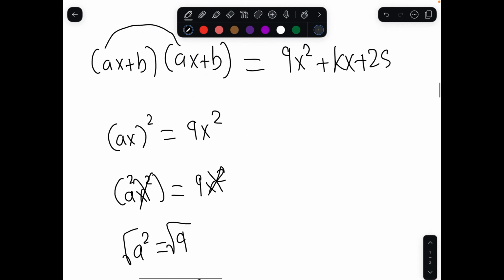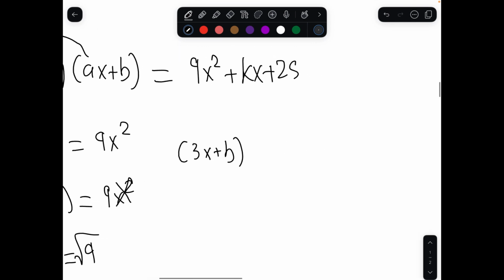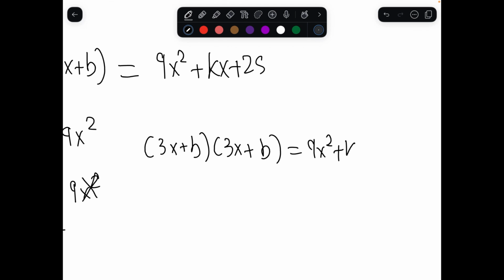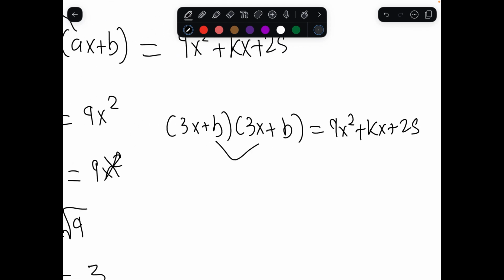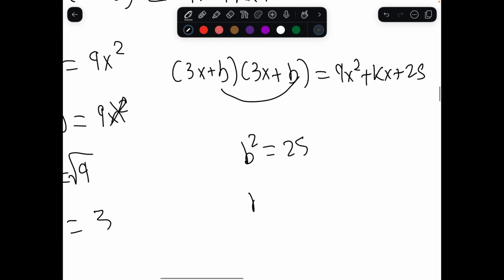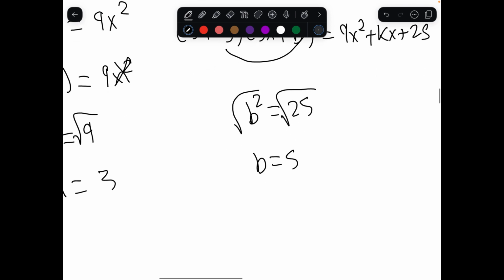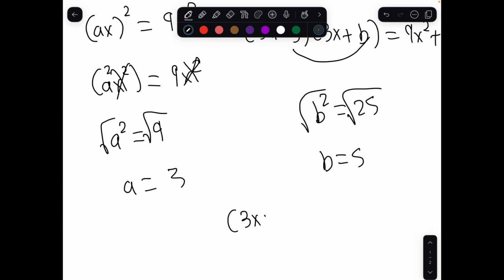And now since we know what a is, well, we can just replace that. 3x plus b times 3x plus b, right? Which has to equal 9x squared plus kx plus 25. The other thing to remember is that according to FOIL, b times b, which is b squared, has to equal 25. So b has to be 5, which means it's going to be 3x plus 5 times 3x plus 5.